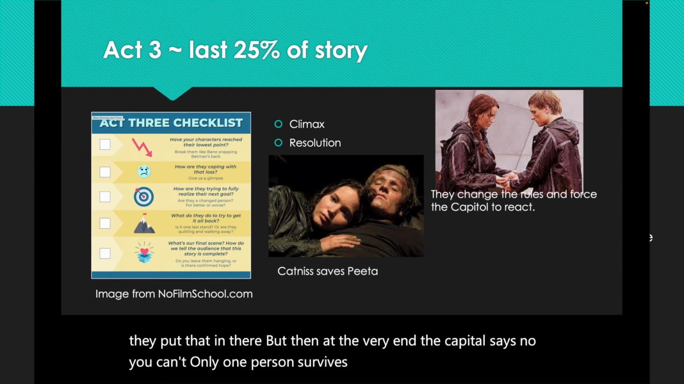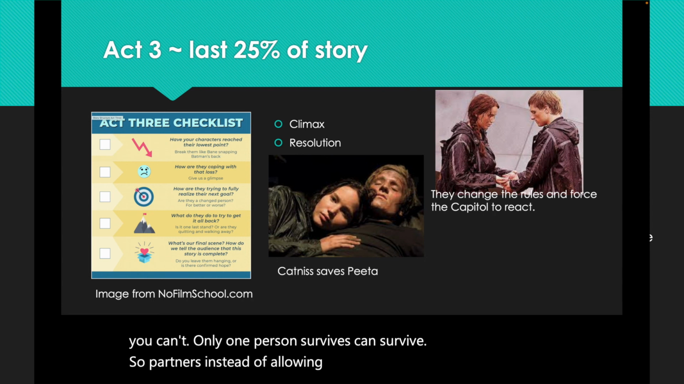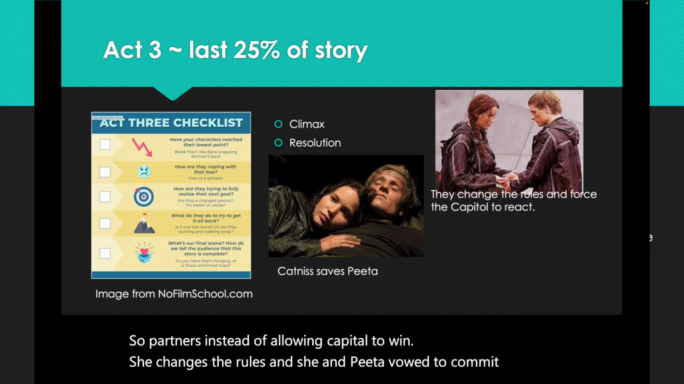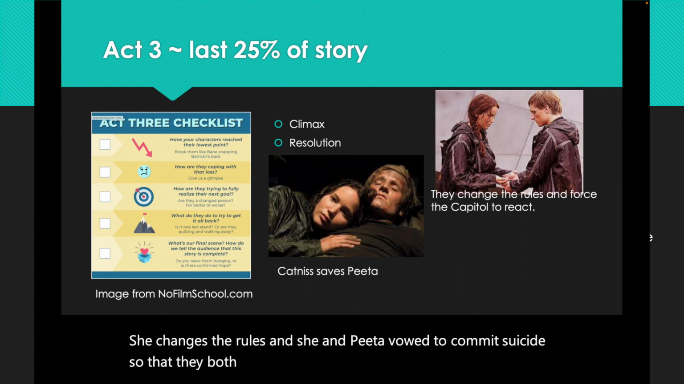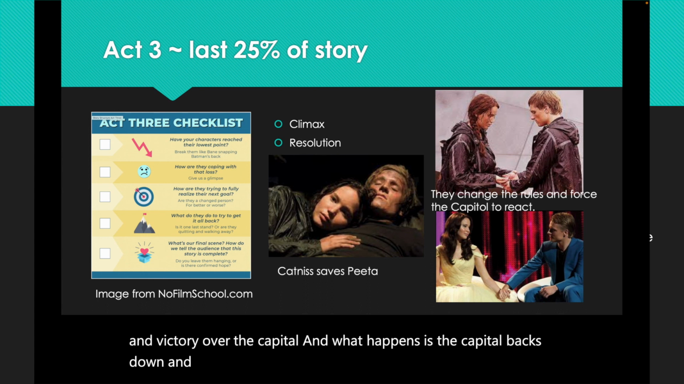So Katniss, instead of allowing the Capitol to win, she changes the rules. And she and Peeta vow to commit suicide so that they both die. They are choosing victory, their own death, a victory over the Capitol. And what happens is the Capitol backs down. And now we end, and Katniss and Peeta are alive.